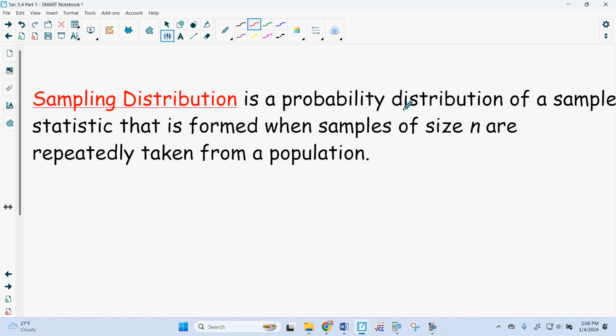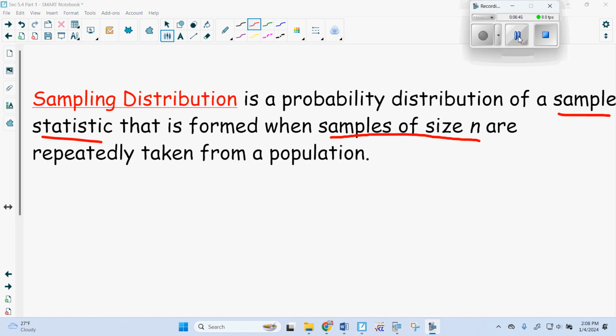First off, it's a probability distribution of a sample statistic. So we could have a sampling distribution about the mean, we could have a sampling distribution about the standard deviation, whatever, about the proportion, and it's samples of a certain size. Maybe n is a sample of 10, maybe it's a sample of 100. It's a sample of some amount. So to find a sampling distribution, you have to have a set size of the samples that you are taking.